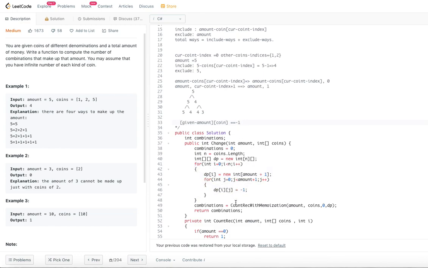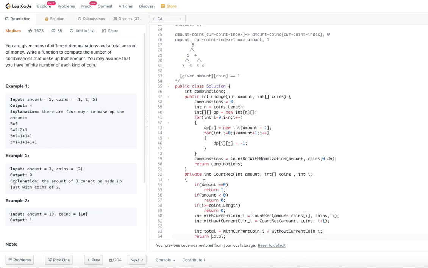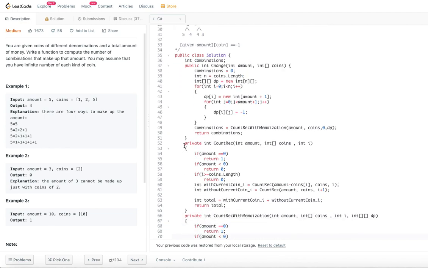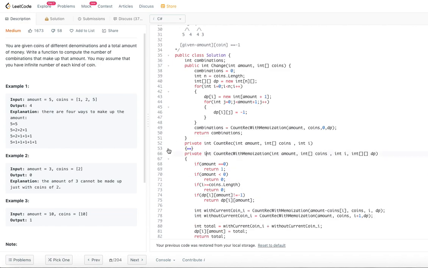Then we go with the memoization process. So that's what we will go through. Here I have the code without memoization and also the code with memoization. We will go through the one with memoization, so that it will be almost similar, except for the memoization, everything else will be similar.